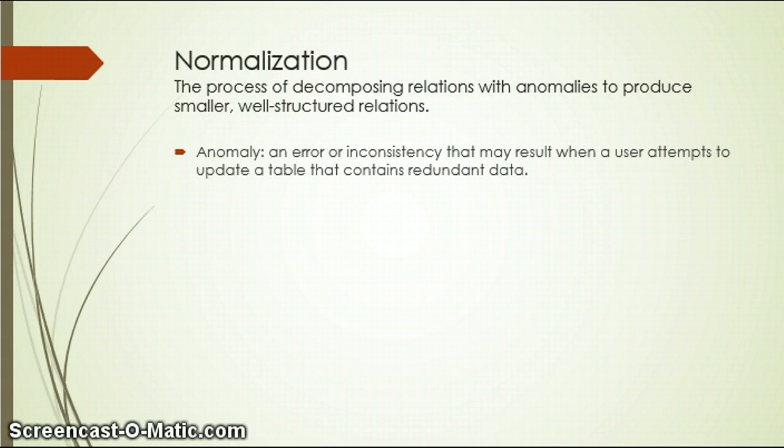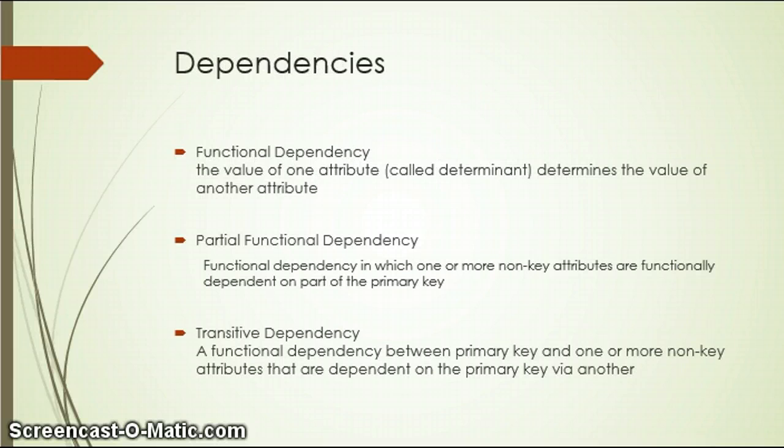Normalization is a process of decomposing relations with anomalies to produce smaller, well-structured relations, where an anomaly is an error or inconsistency that may result when a user attempts to update a table that contains redundant data.